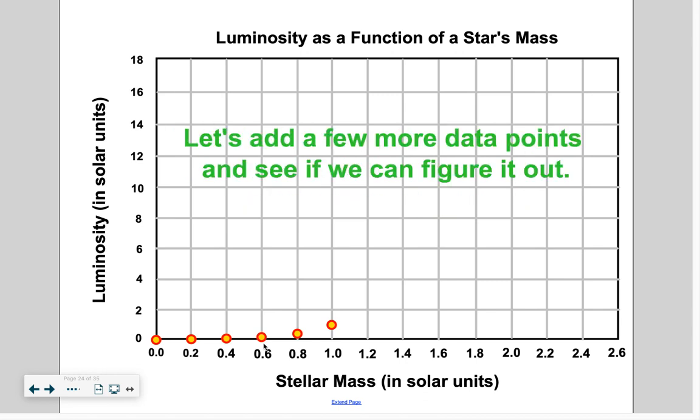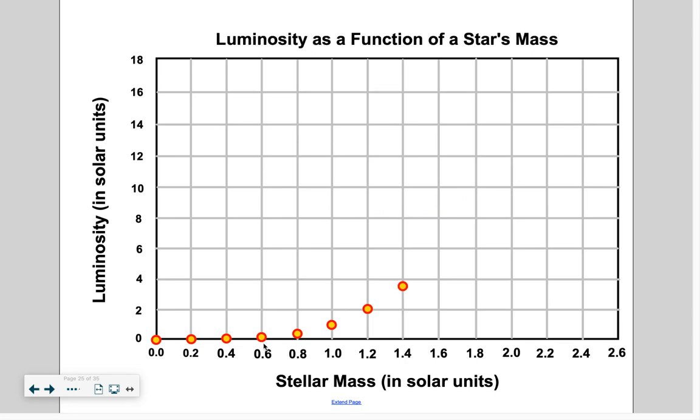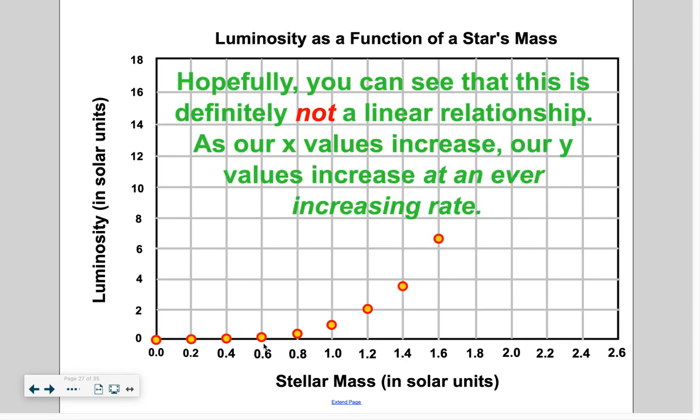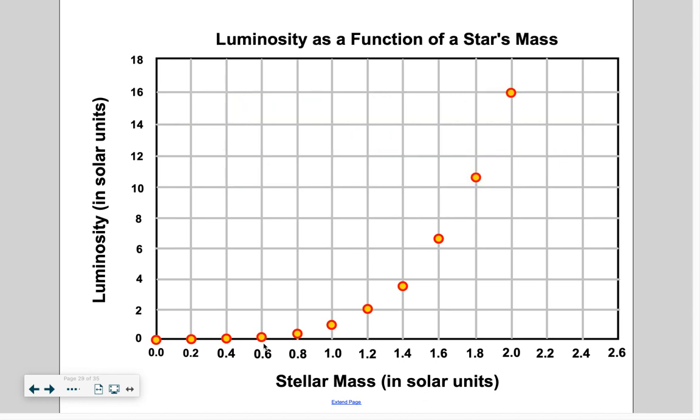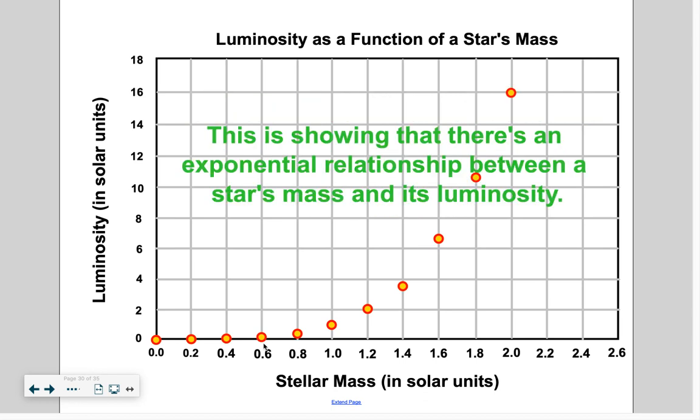Let's see if some more data points can really make it clear for us. Aha. Hopefully, you're recognizing what I'm recognizing, and that is that this is definitely not a linear relationship. We cannot draw one straight line to connect all these dots, so therefore it is not linear. Okay, go a little further, and this is starting to show us that there is an exponential relationship between a star's mass and its luminosity.